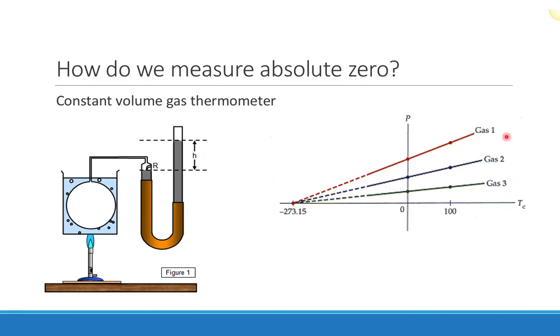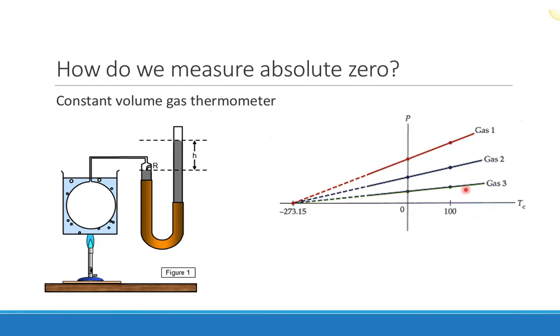And it turns out that I can put different gases into my constant volume gas thermometer. So I have gas 1, gas 2, and gas 3. And this shows what happens as I decrease the temperature. I have pressure versus temperature. As the temperature decreases, the pressure also decreases, right? Or the other way around, as the temperature increases, the pressure increases. But if I cool this down, the pressure keeps decreasing.